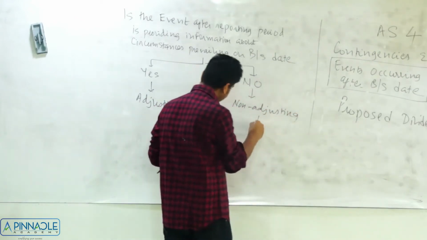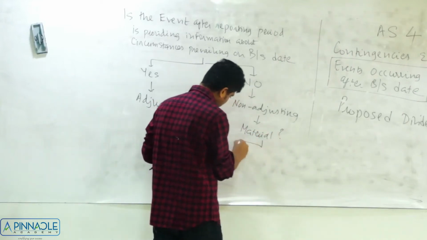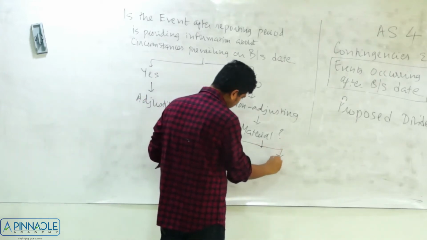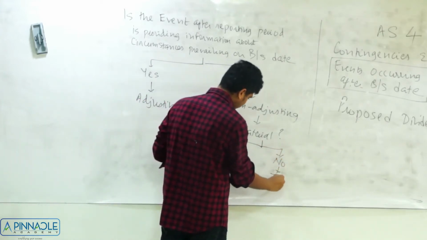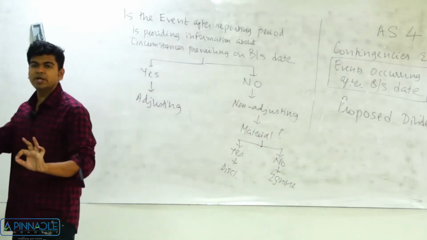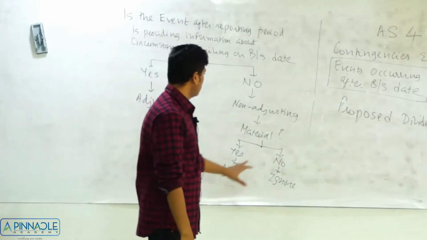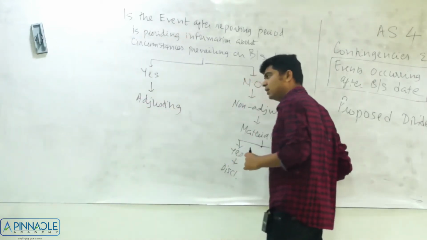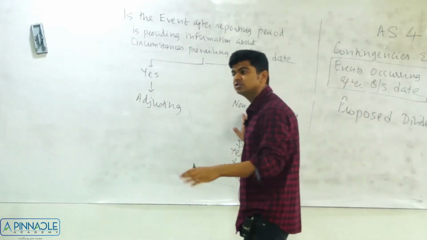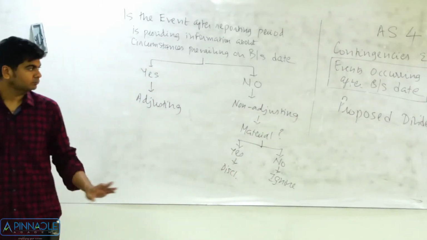If it is non-adjusting, ask yourself, is it material? If yes, provide disclosure. If no, ignore. So it may be considered to be a routine transaction. You have to simply ignore that particular transaction. So this is the framework that you have to really apply, and you can decide whether you will give effect in your financial statements or shall you leave your financial statements undisturbed. Fine.